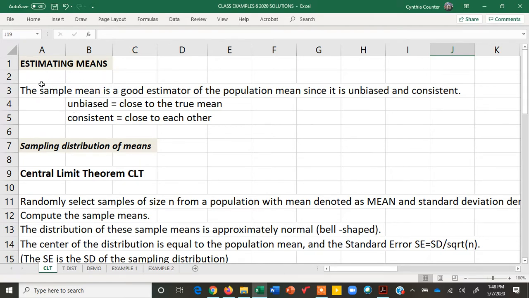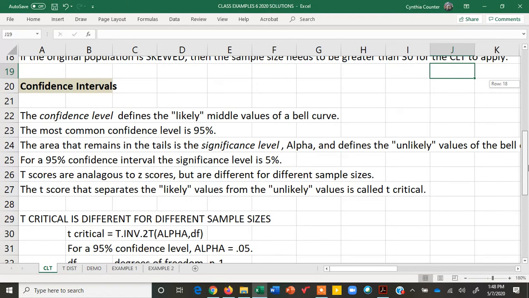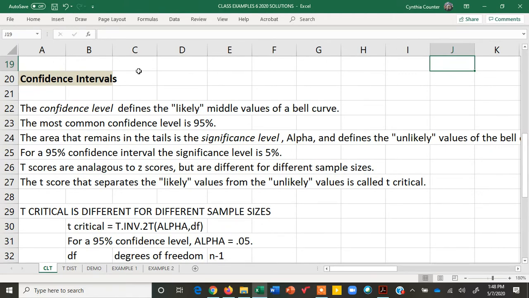Well, in order to answer the question of how good is our point estimate, we construct an interval estimate and call it a confidence interval. It's a confidence interval because it has to be associated with the confidence level, because the confidence level defines the likely middle values of the bell curve. So confidence level defines likely values. And the most common of these confidence levels is 95%. So I'm going to do an example using the 95% confidence interval.